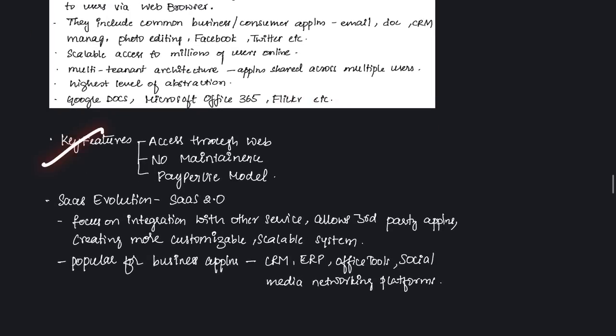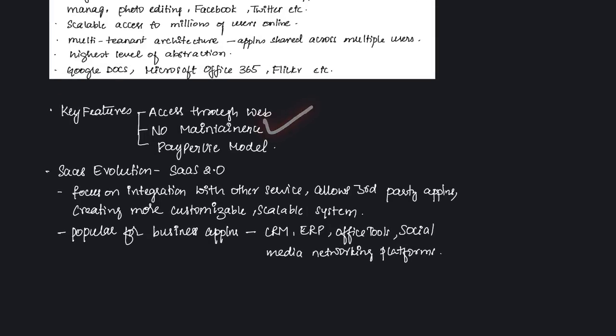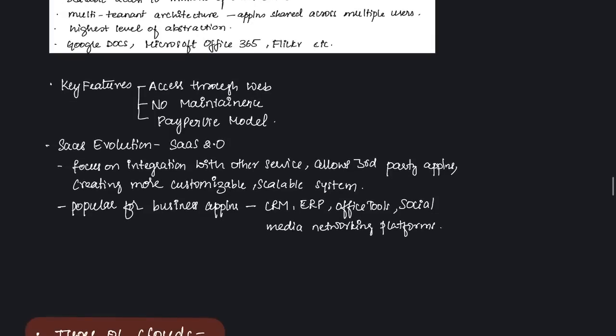Here we have the key features. The first key feature is accessing through the web. We know that software as a service applications can be accessed through the web. They need not be installed in our systems. Then we have no maintenance because we are not having the hardware here. We need not worry about software updates, security patches, maintenance, and all of that. Then we have the pay-per-use model, that is, whatever features you want, you pay for it and you get those features. That was about pay-per-use.